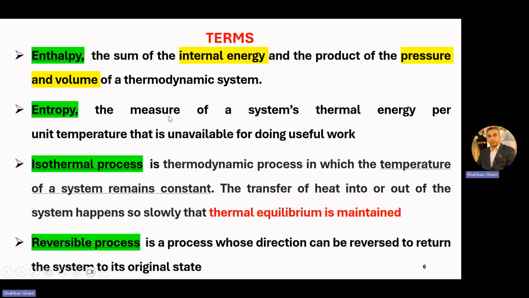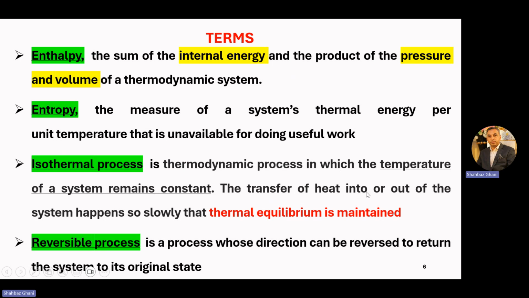Entropy: the measure of a system's thermal energy per unit temperature that is unavailable for doing useful work. So entropy is the measure of the system's thermal energy per unit temperature that is unavailable for doing useful work. Isothermal process. An isothermal process is a thermodynamic process in which the temperature of a system remains constant.